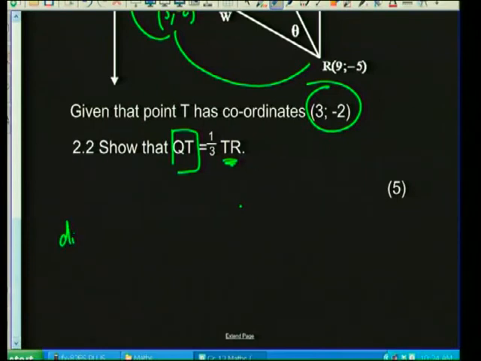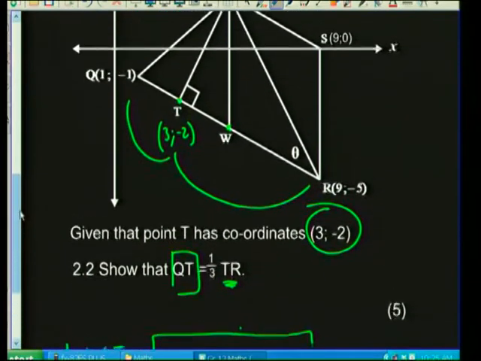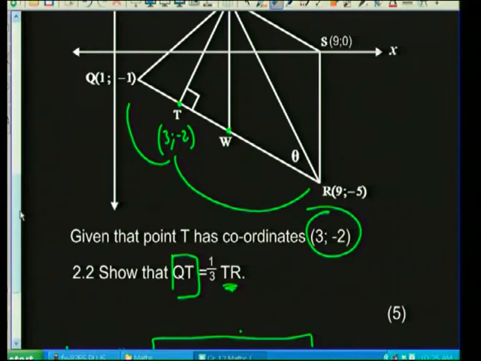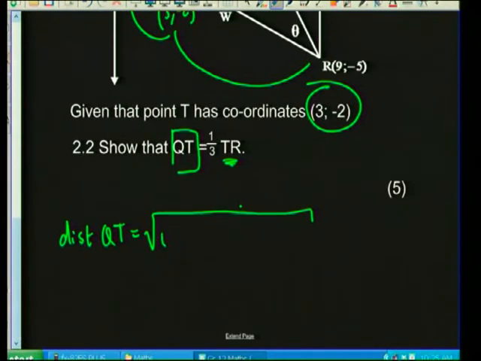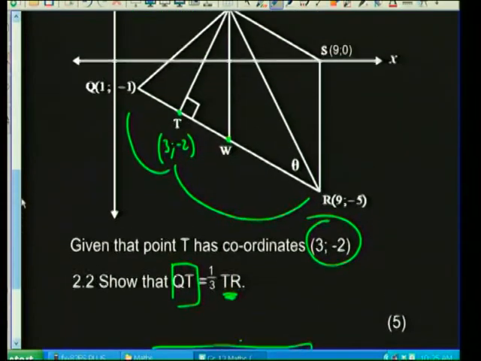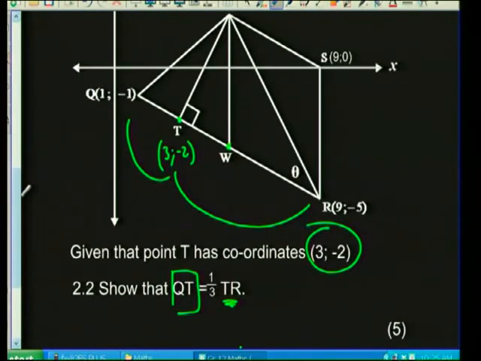So I'm finding the distance of QT. This is given on the formula sheet, so there are no excuses if you don't write that down properly. And we start off by saying the change in x, so it'll be 1 minus 3, all squared, plus then the change in y, all squared. I'm going straight from the distance formula on the formula sheet. Change in y, so it's -1 minus -2.